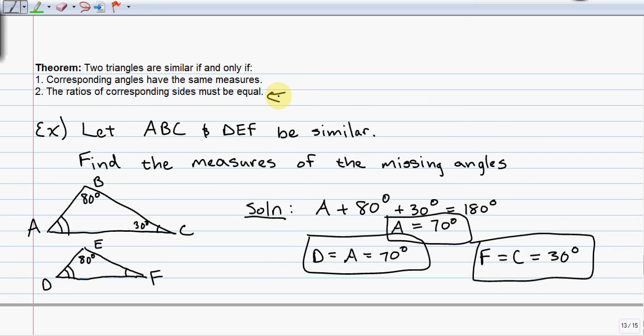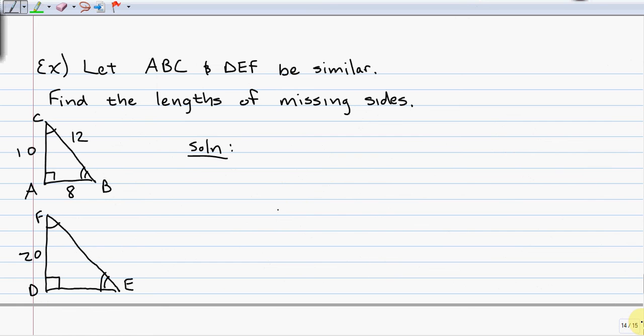The ratios of corresponding sides must be equal. You do this in all kinds of different problems in math. So let's look at an example of that. In this example, we have ABC and DEF as similar triangles, and we want to find all the missing lengths.